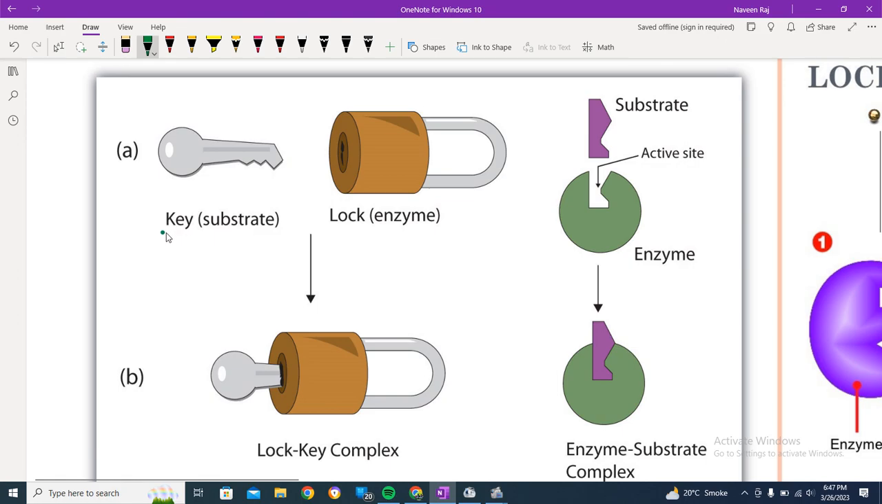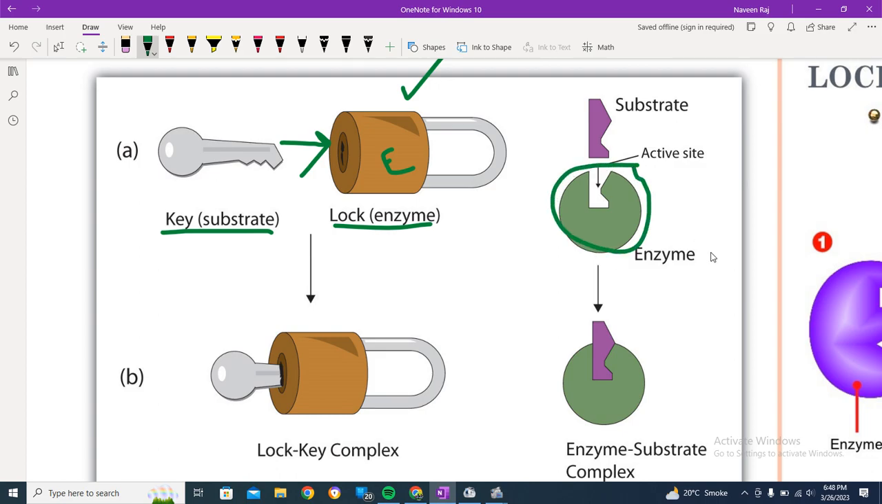This is a key, and this is a lock. A lock is an enzyme. Always remember this: lock is always an enzyme. This may be asked in MCQs, what is the lock in the lock and key model. You have to say that this is the enzyme and the key is the substrate, and the key is attached to this lock.